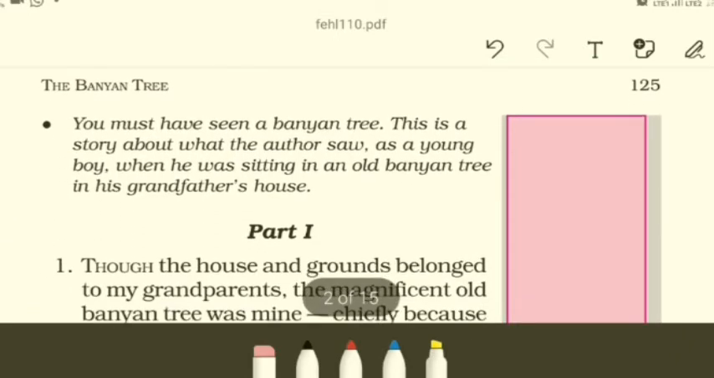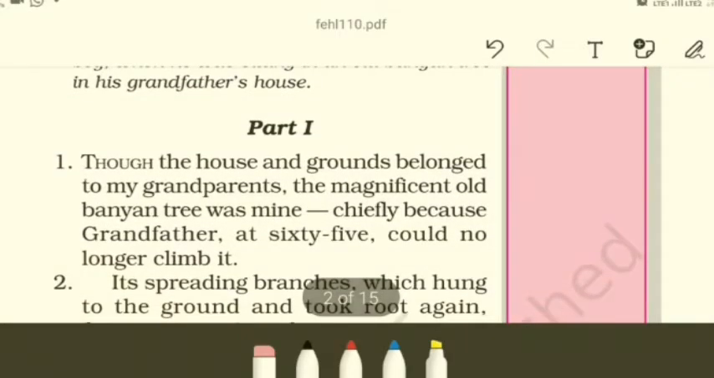You must have seen a banyan tree. I'm sure most of you have seen. This is a story about what the author saw as a young boy of your age when he was sitting in an old banyan tree in his grandfather's house. Houses these days do not have trees and all. In the olden times, years before, there used to be plenty of trees growing in a house. Now towns have taken over the healthy lifestyle, the greenery we used to have. Clear? So trees used to be a common thing in the houses our forefathers had.